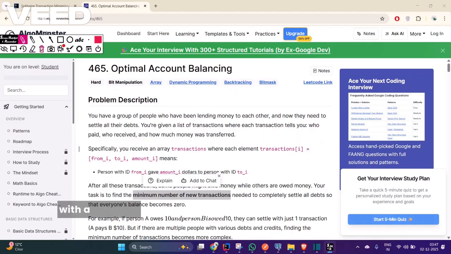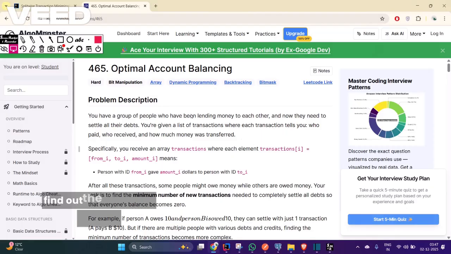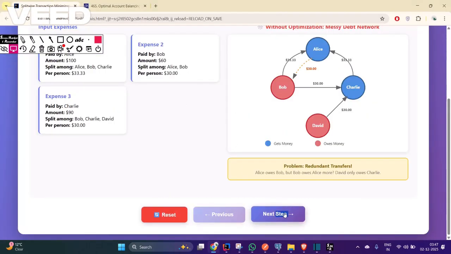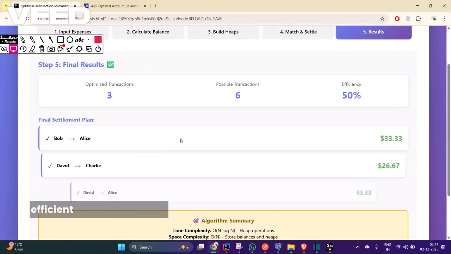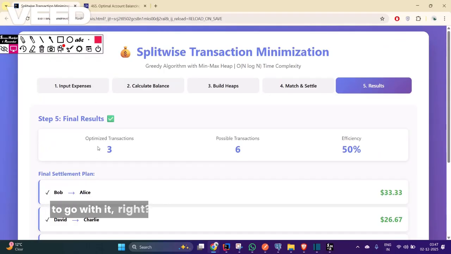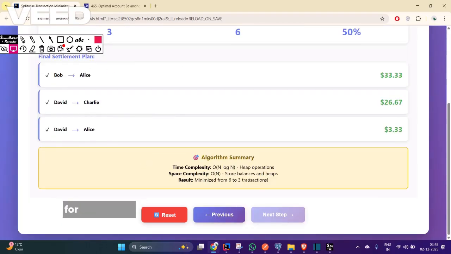So we'll come up with a trade-off. We'll say, okay, no matter if we don't find the minimum number of transactions, if we come up with an optimized transaction set within a very highly efficient time, we are good to go with it, right? It doesn't matter to us if it's the minimum number of transactions or not. If it's fast, it works for us, at least in real world scenarios. So that was the algorithm part.